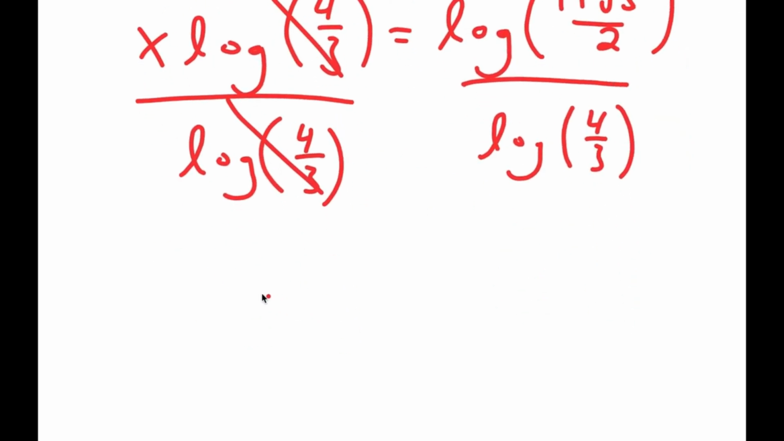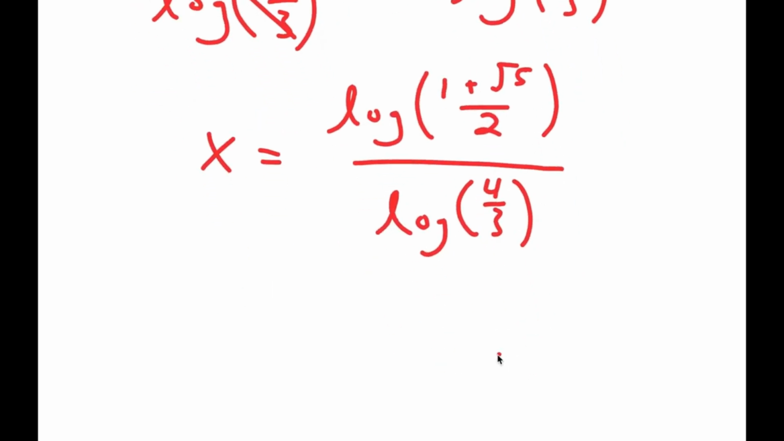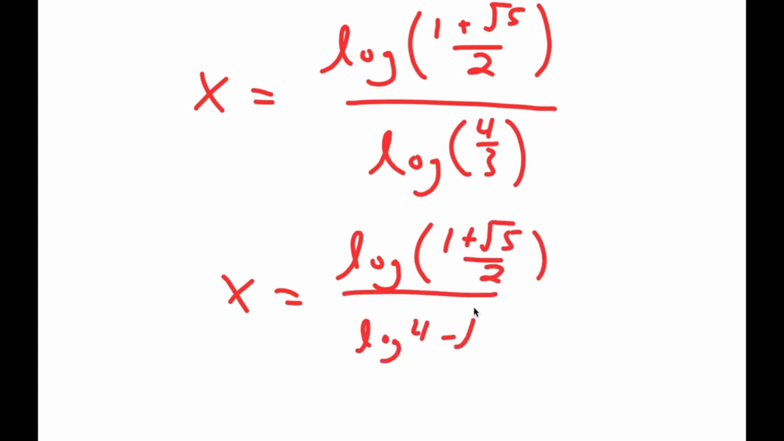So when these two cancel out, I get x is equal to log 1 plus the square root of 5 over 2 over log 4 over 3. And log 4 over 3, I can rewrite that as log 4 minus log 3.